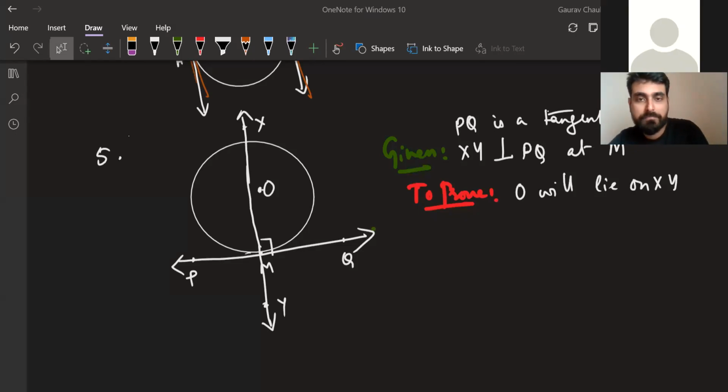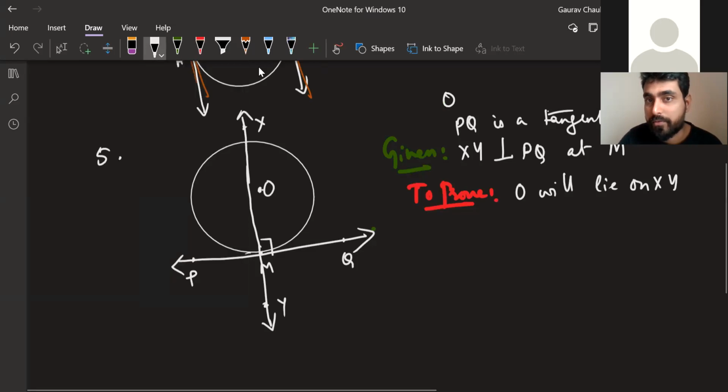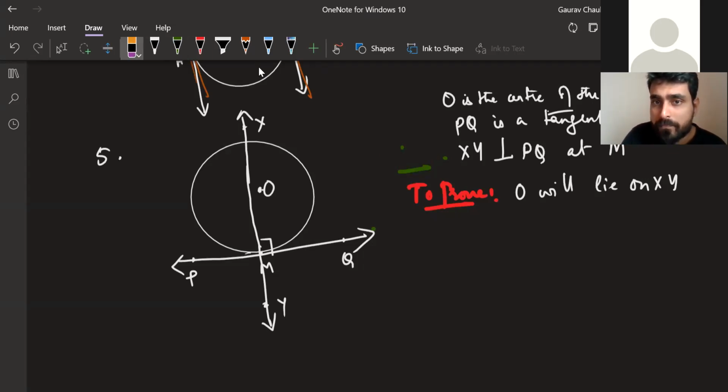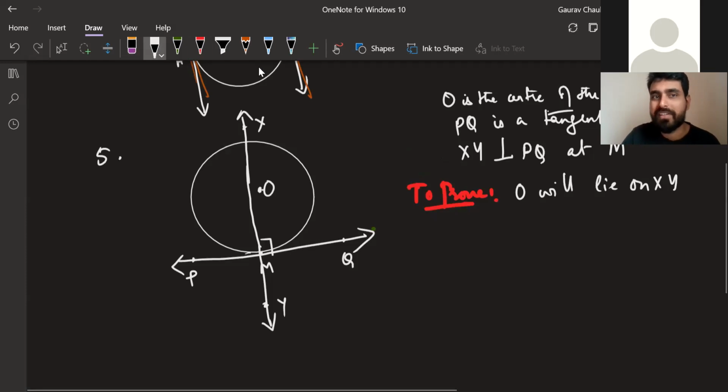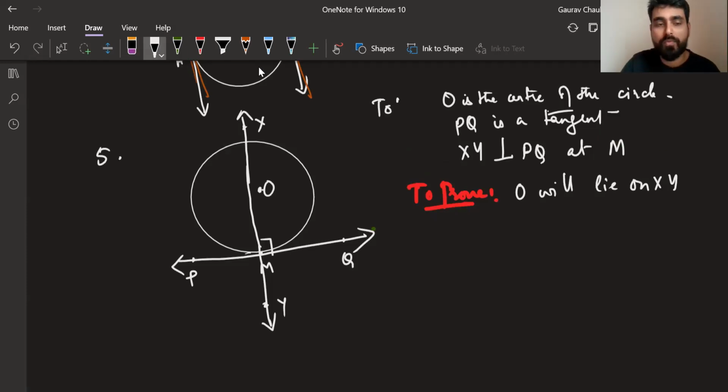Hey Manisha, go ahead. So can we say O is the center point of it? Correct. That should be in given, right? Very good, Manisha. Good point. O is the center of the circle. To prove is what, Manisha? Like we know that O is the center of the circle. We don't know whether O is on XY or not.